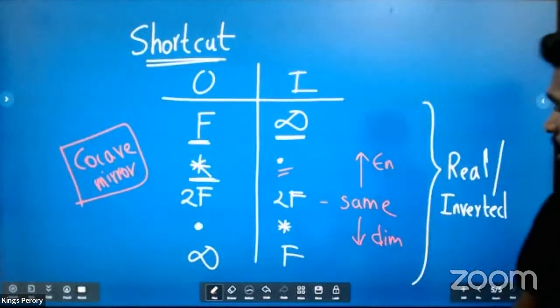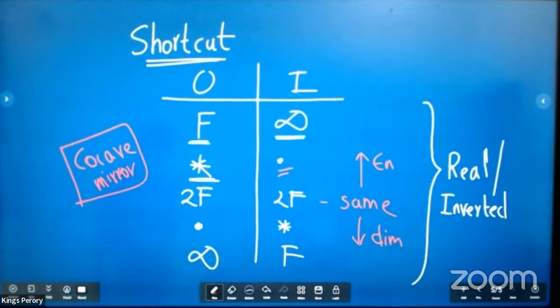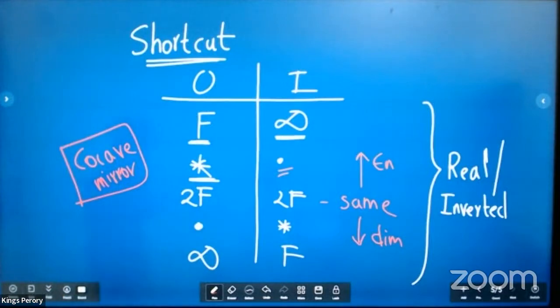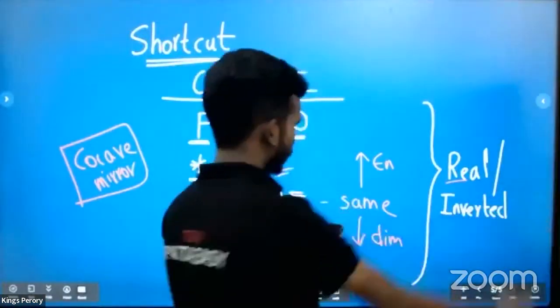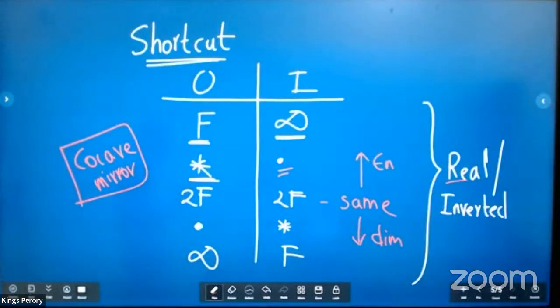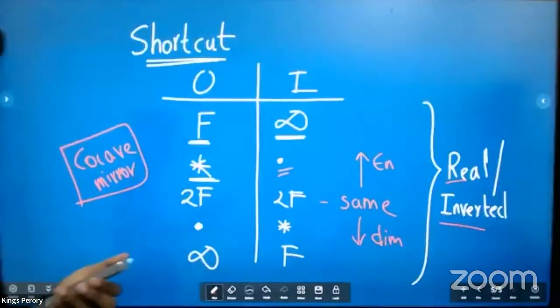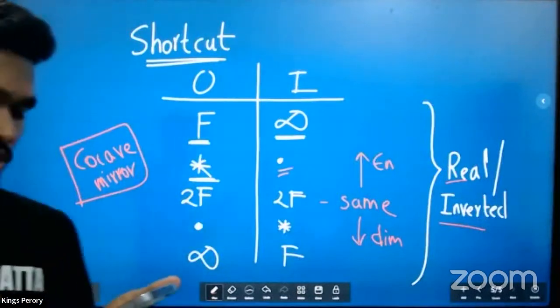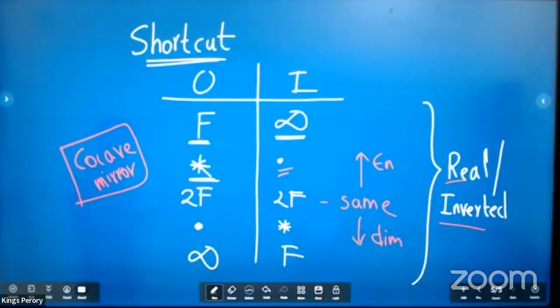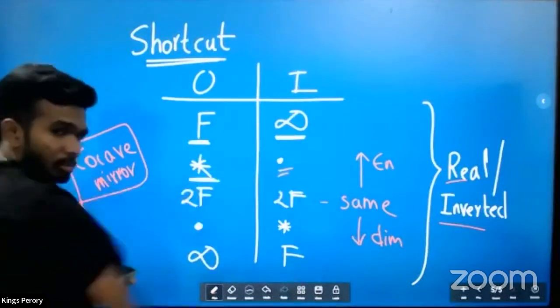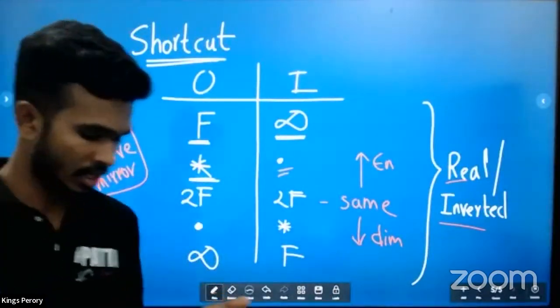Is the image real or virtual? Guaranteed real. Upright or inverted? Guaranteed inverted. What can you tell about the size? Enlarged or same size or diminished? Guaranteed enlarged. Why? 2F, same size. Above that enlarged, below that diminished. So this is going to be enlarged.